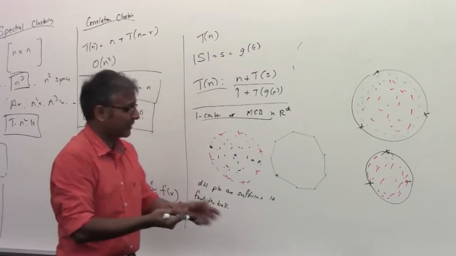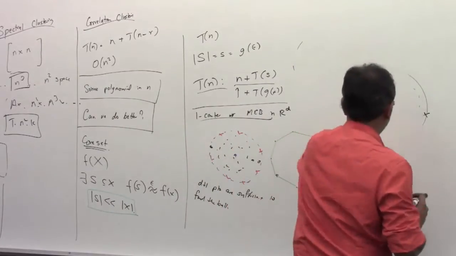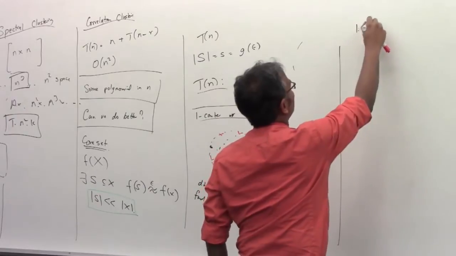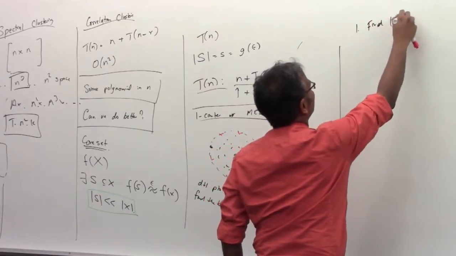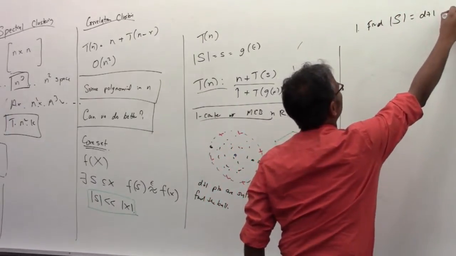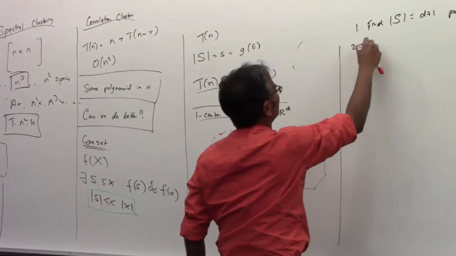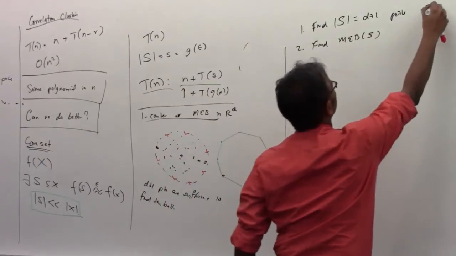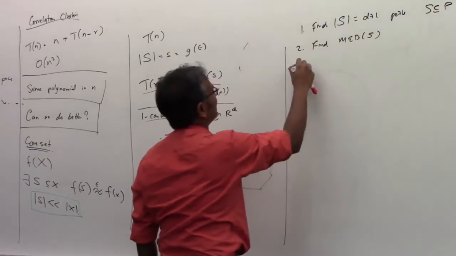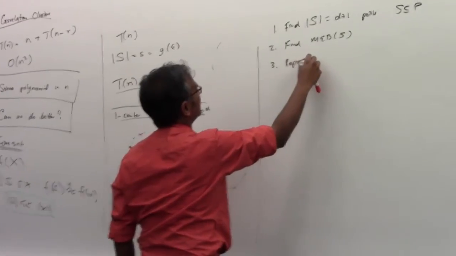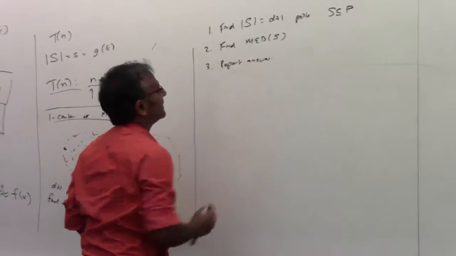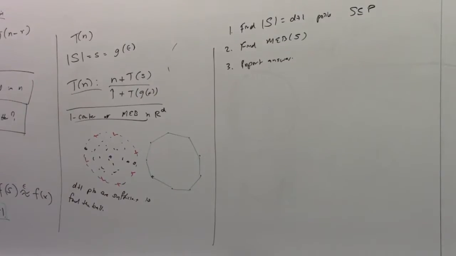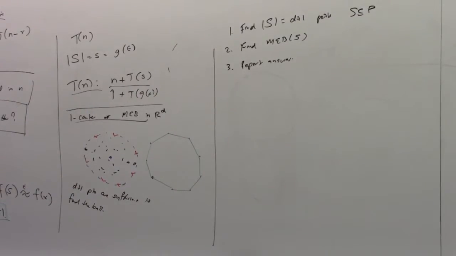Okay? So our core set procedure would look something like this. Step 1, find a set of size D plus 1 points. Find MEB of S. Report answer. And how do you find those D plus 1 points? Well, it's very easy. Just compute the minimum enclosing ball and look at the points that are touching the boundary.